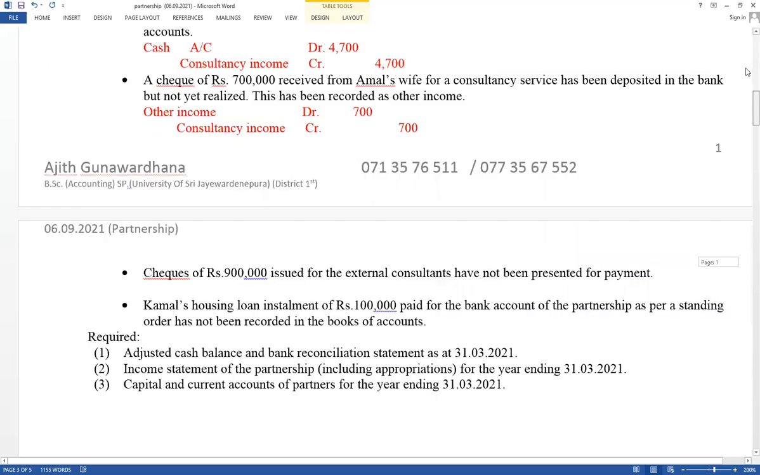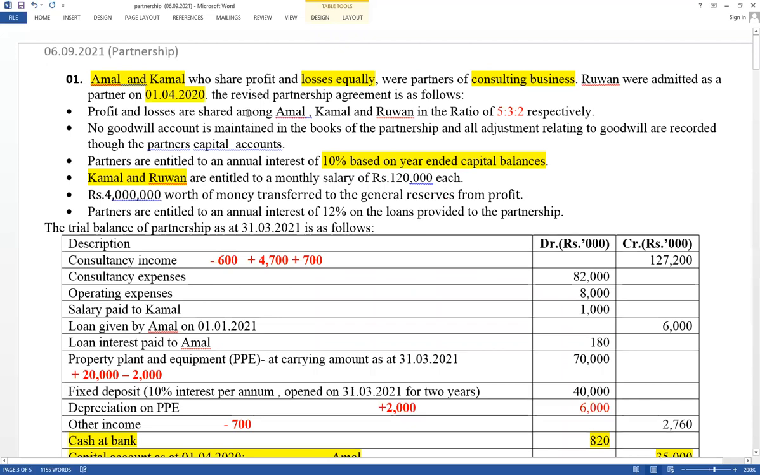Next one. Think, agreement fourth part is relevant for salary. Kamal and Ruwan are entitled to monthly salary. Given monthly salary 120,000 each. Think, Amal is not relevant for salary, only Kamal and Ruwan. You have to apply agreements. Therefore, salary cannot be paid for Amal. Only Kamal and Ruwan monthly salary is given 120,000. Annual salary should be calculated.